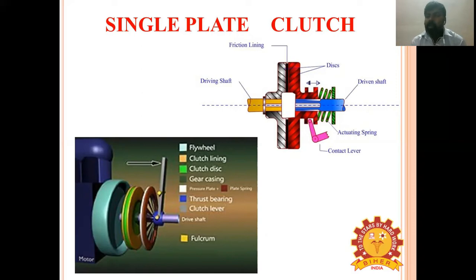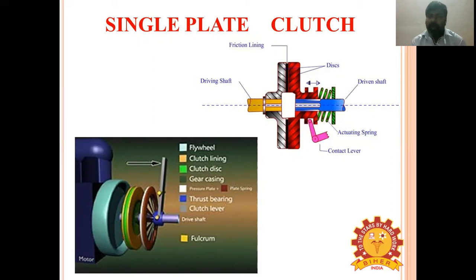It consists of one clutch plate, clutch shaft, clutch spring, pressure plate, friction lining and bearing, etc. Right? The flywheel is mounted on the engine crankshaft and rotates with it. The pressure plate is bolted to the flywheel through clutch springs. The friction linings are on both sides of the friction plate, right?